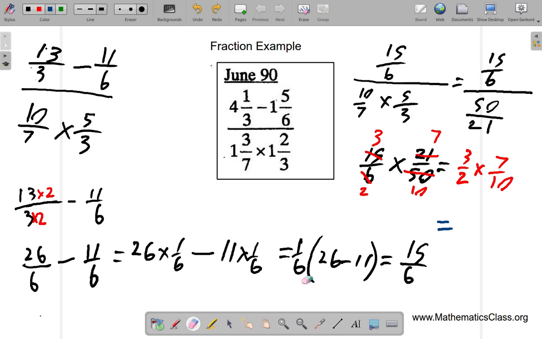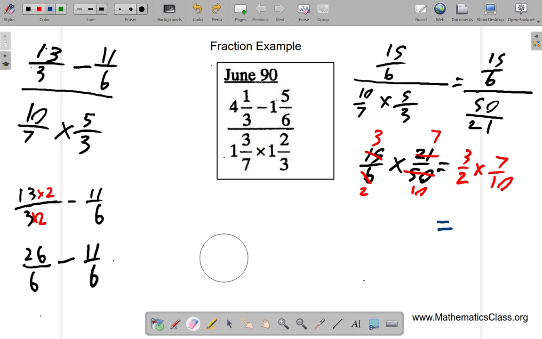Let's just erase this part for now. You don't want it encroaching in the space of our answer. 3 times 7 up top is 21, over 2 times 10, 20. So it's 21 over 20. Now what is this as a mixed fraction? How many 20s are there in 21? There is one 20, plus one more left over, so 1 over 20. Alright? So it's 1 and 1/20th.